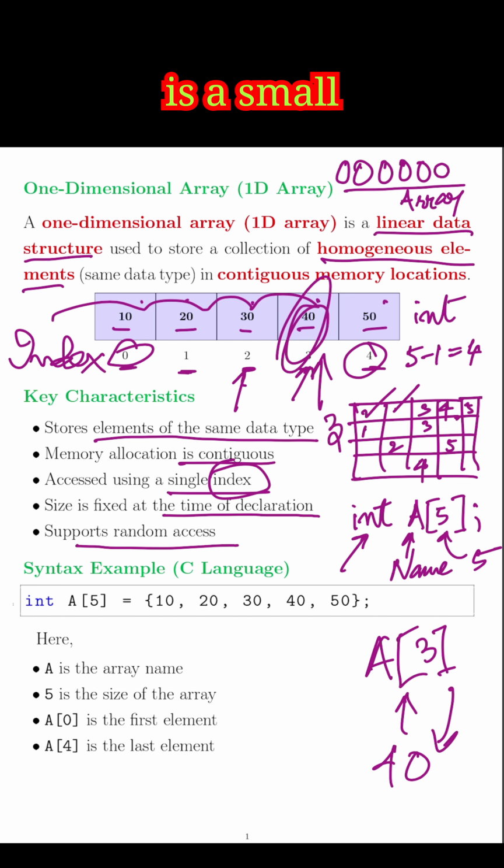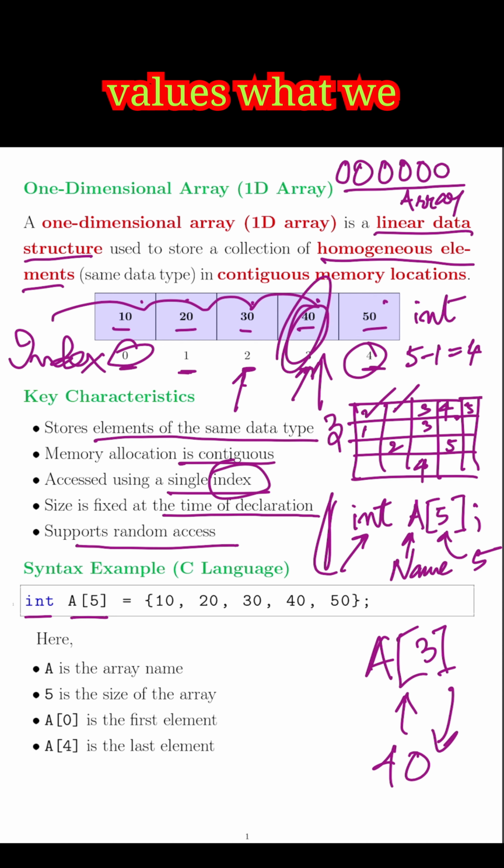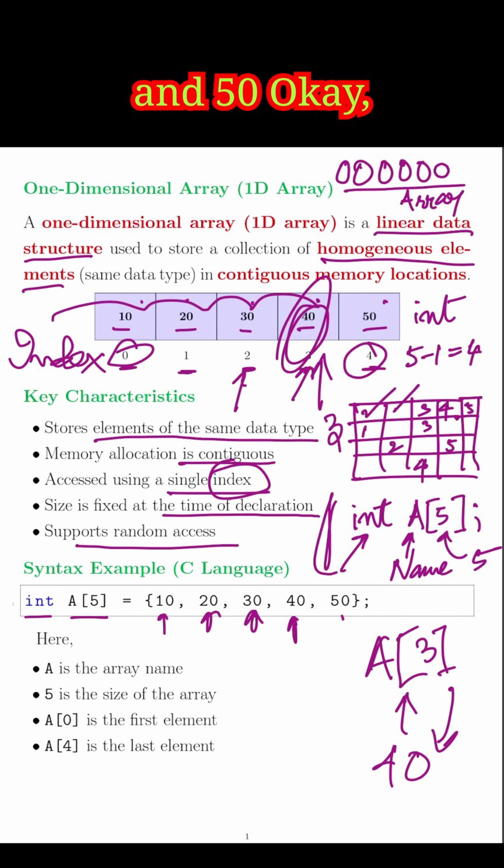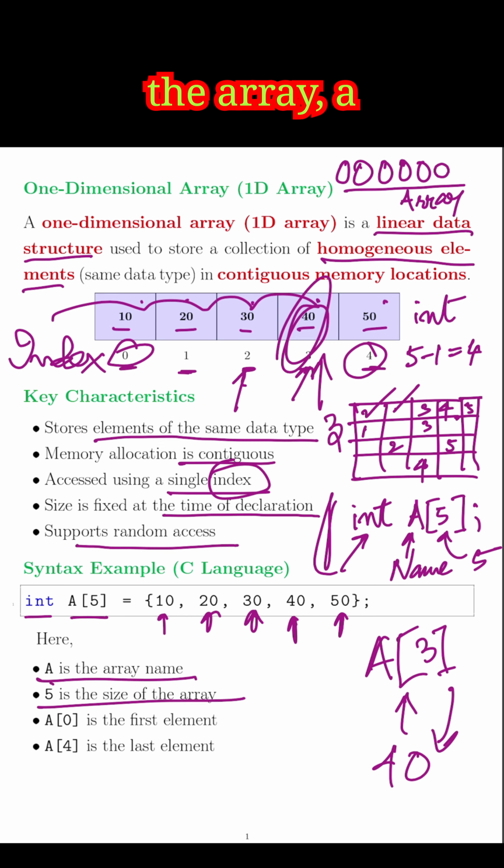Okay. Now here is a small C code for declaration of an array, what I have already told you here, right? And initialization with these values, what we have used here. So A is an array of size 5, which is initialized with 5 integer type numbers or elements 10, 20, 30, 40, and 50. Okay, so here you can see in short, A is the array name, 5 is the size of the array, A[0] is the first element, A[4] is the last element.